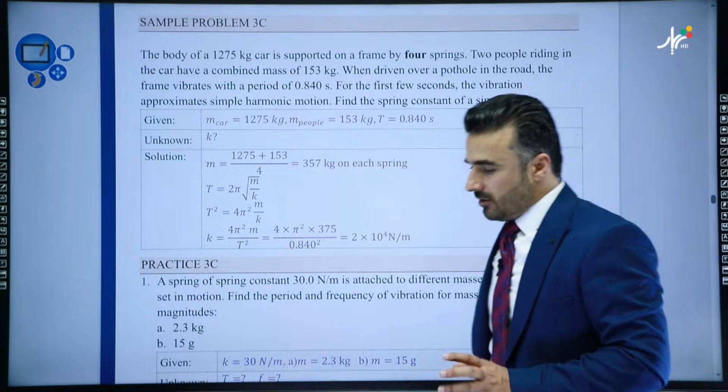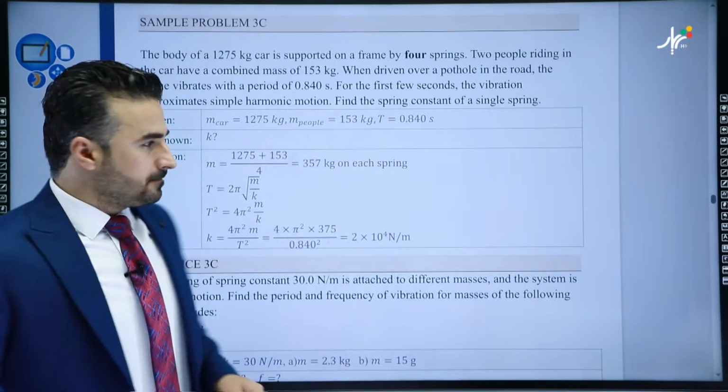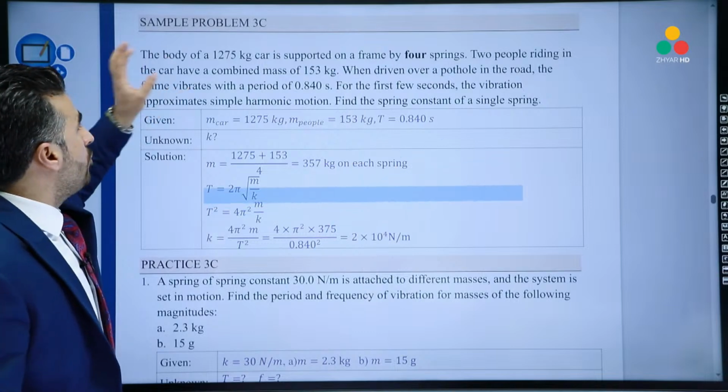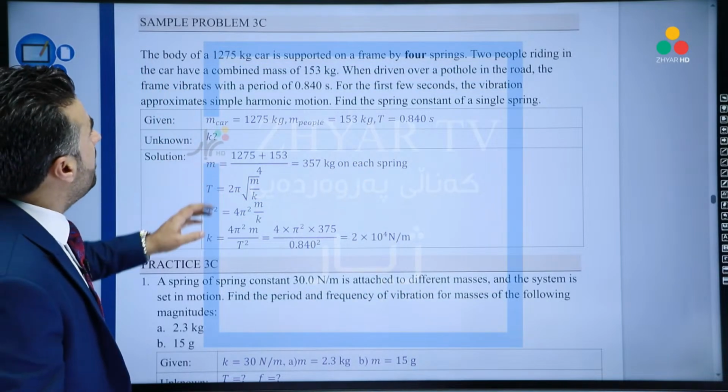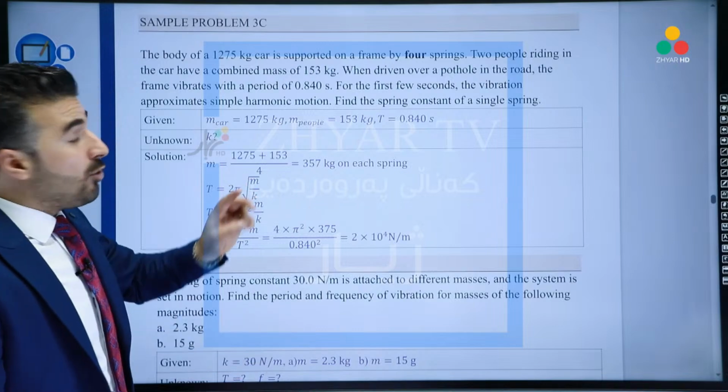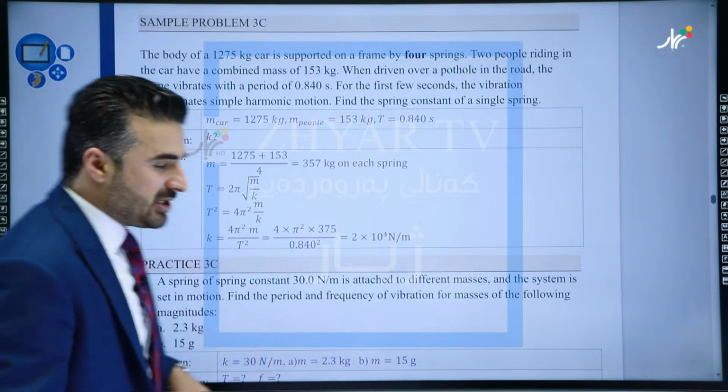Now, we have a question here. This is one of the easy questions, very interesting as well. It says, a body of 1,275 kilogram car is supported on a frame by 4 springs. Remember, how many springs do we have?